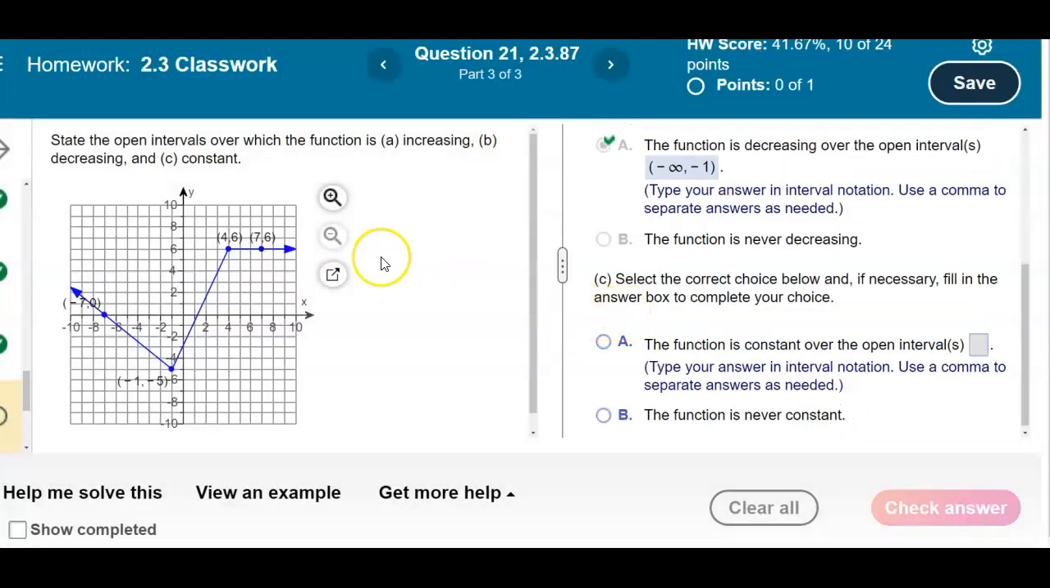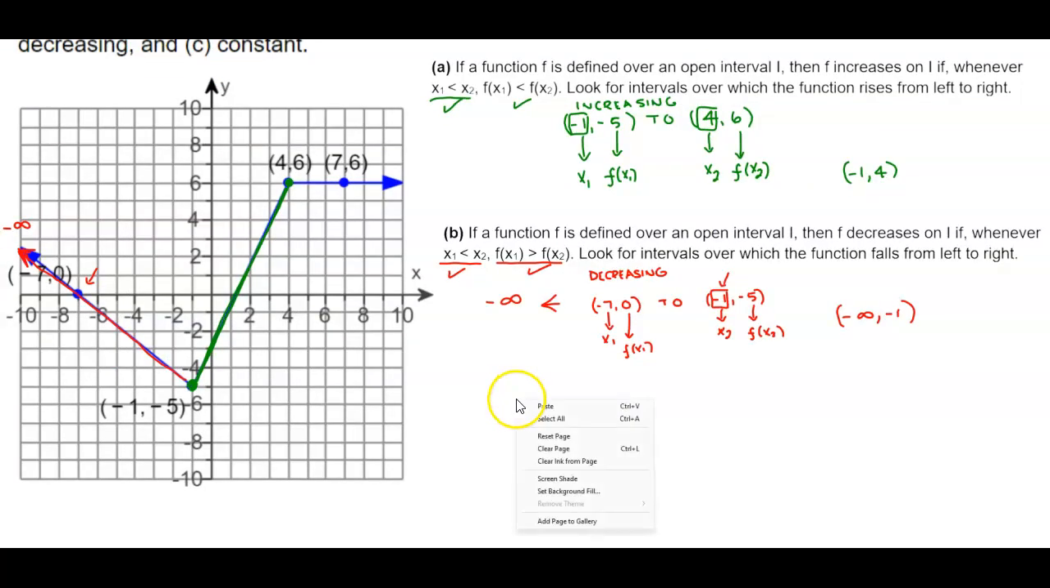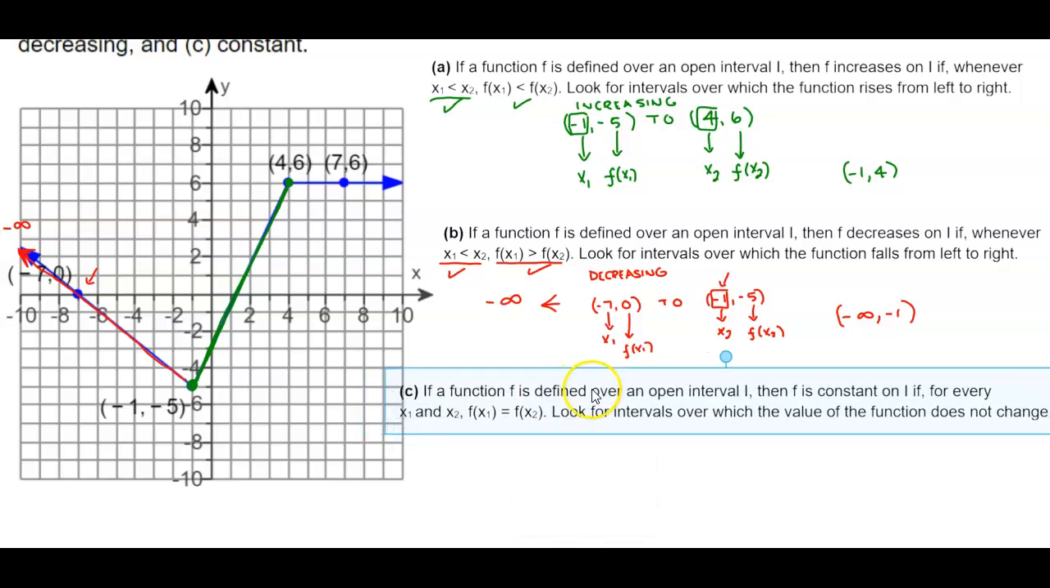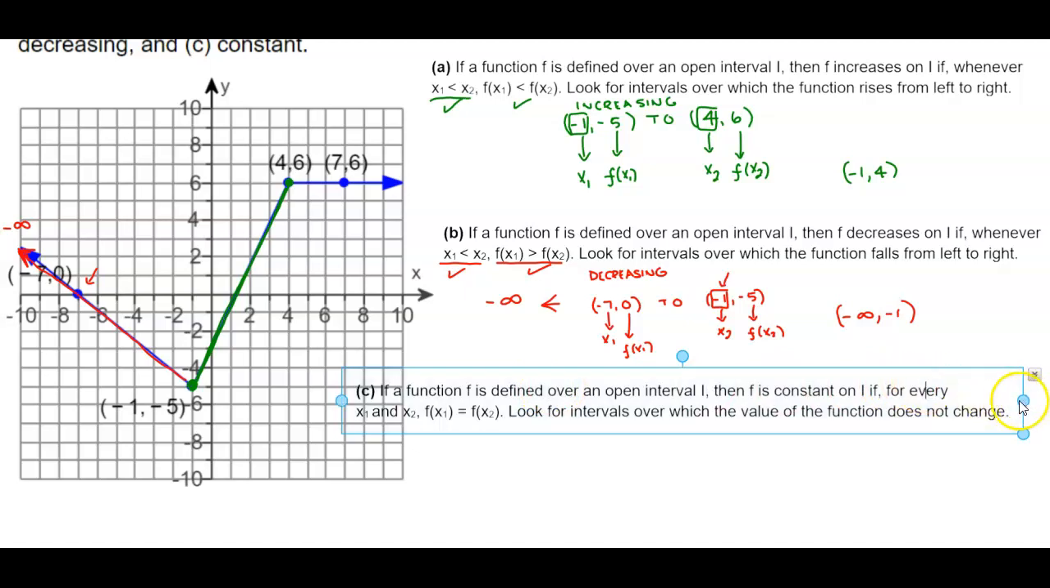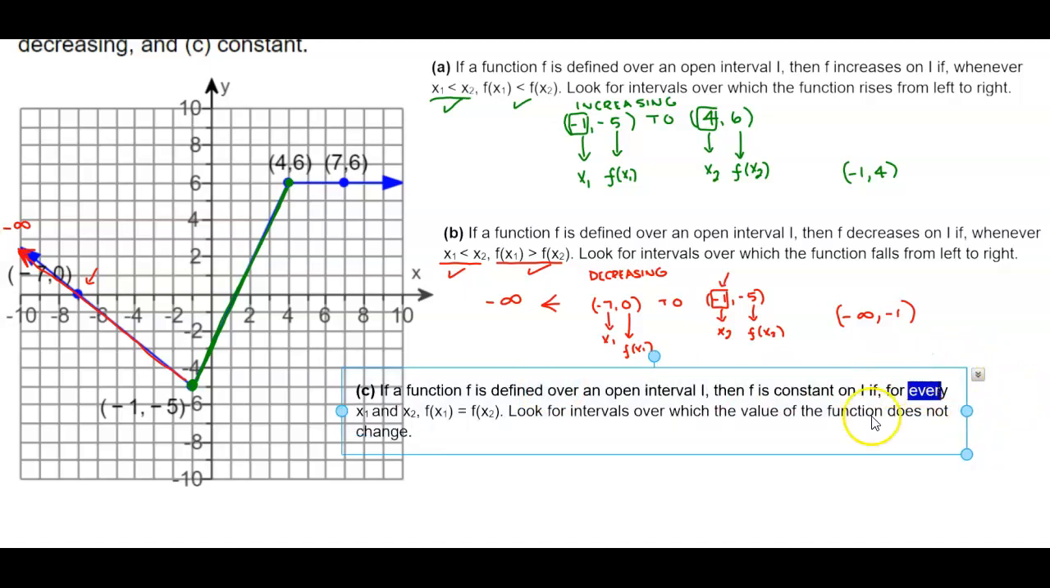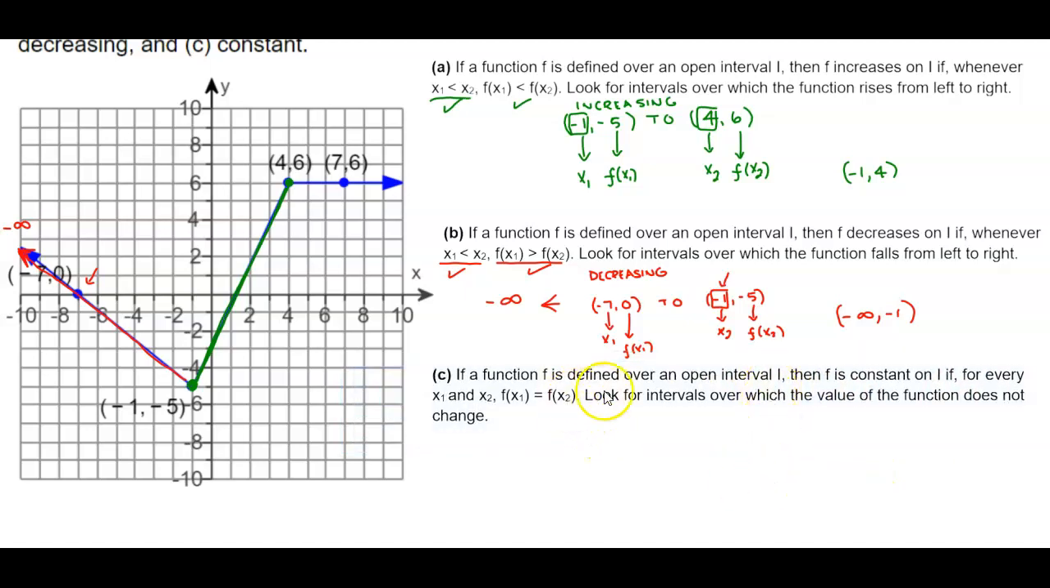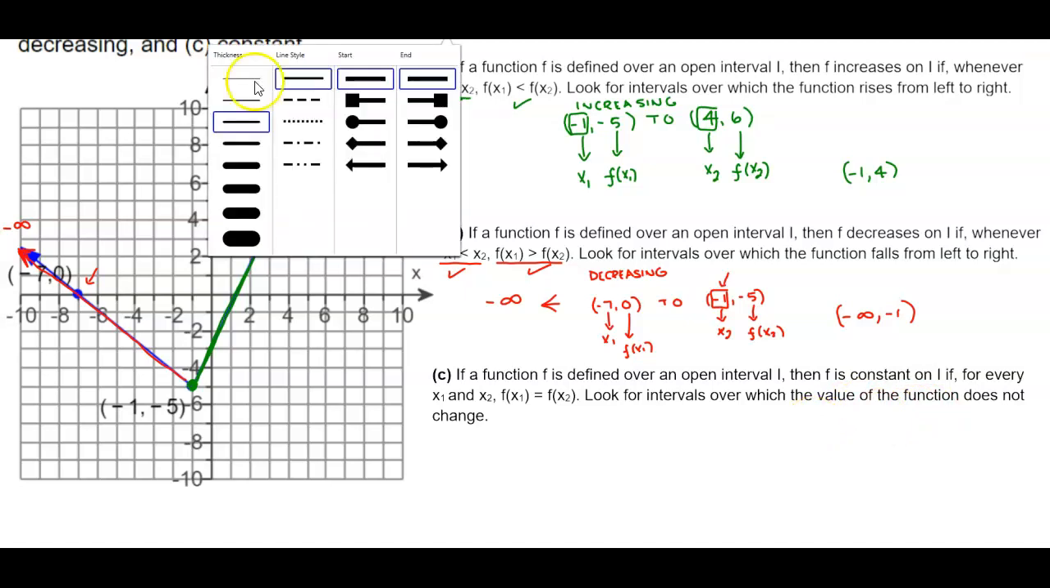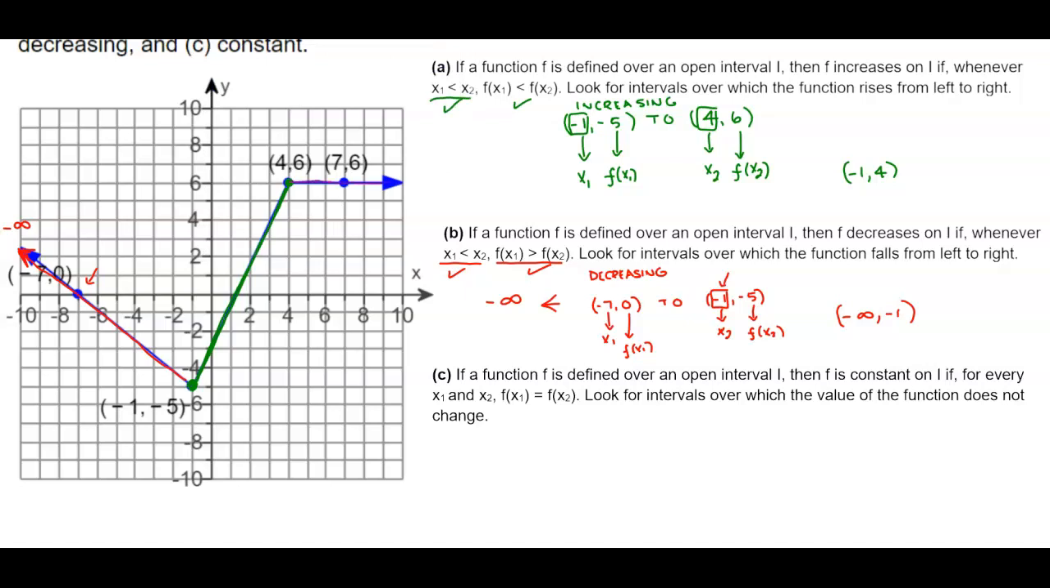Now we want to figure out where it is constant. So let's take a look at that. Let me go ahead and make this a little bit easier for you to see. We can see that if a function f is defined over an open interval I, then f is constant on the interval I if for every x1 and x2, f of x1 is equal to f of x2. And look for intervals over which the value of the function does not change. So we can see that it's constant from here to there.